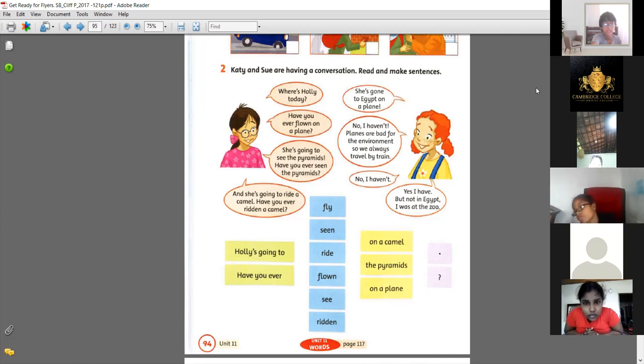Have you ever seen the pyramid? So you can see have is mostly used. Okay, now we want to make sentences. Holly is going to, you can take the verb from these blue boxes and other three boxes. How can you make questions by using this? Now tell me.